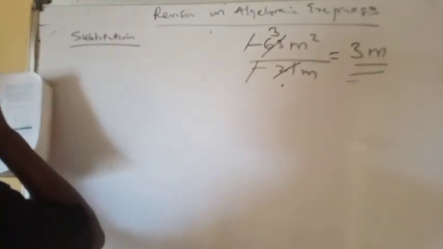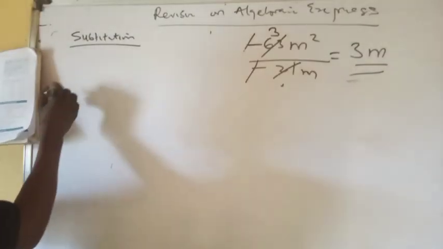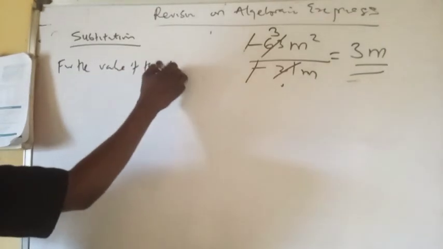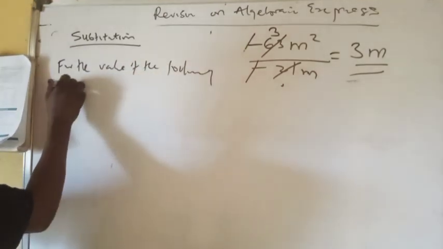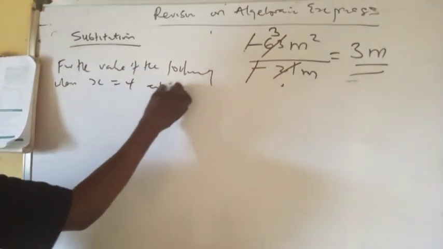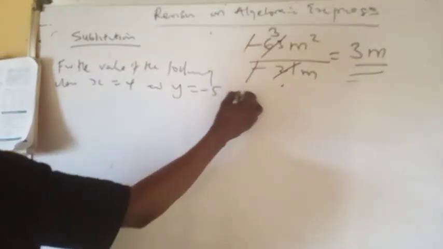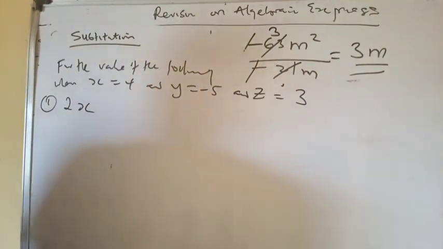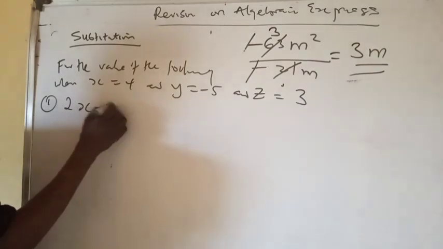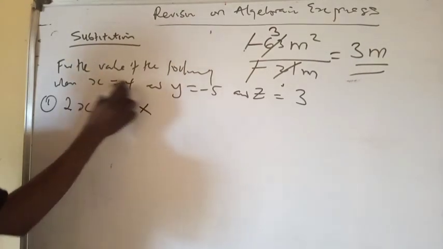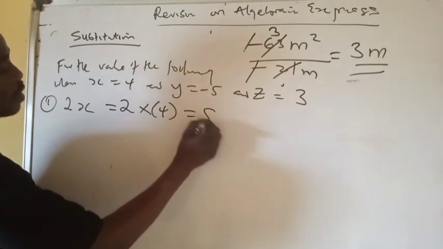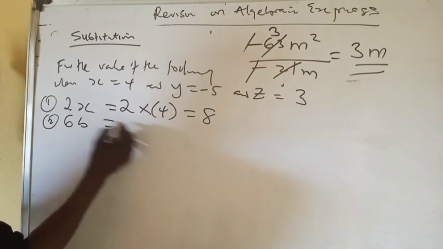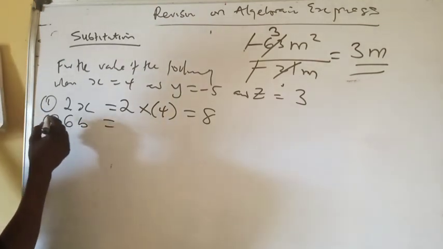Let's see. My reference group is New General Mathematics. Now let's say I say, find the value of the following when x equals 4, y equals minus 5 and z equals minus 3. Question 1, you should find 2x. Now to find 2x here, you can see this one is 2, already known, times x. What's my x? 4. 2 times 4, what do you have? 8. Now let's see another one. Question 2, you have 6b, 6y.